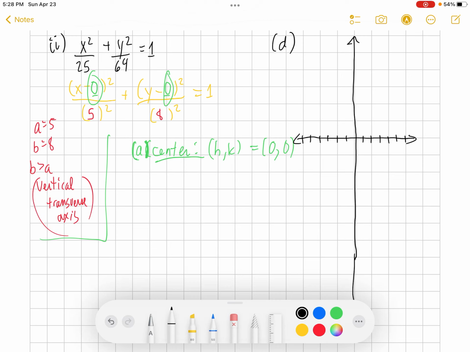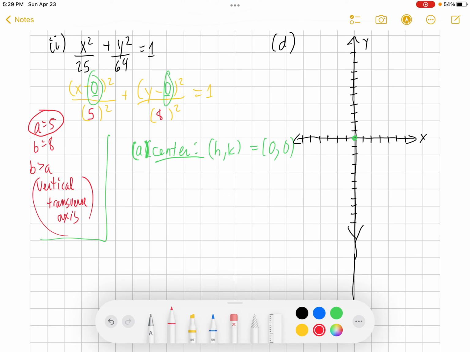I'll say this is 1, 2, 3, 4, 5, 6. Negative 1, negative 2, negative 3, negative 4, negative 5, negative 6. 1, 2, 3, 4, 5, 6, 7, 8, 9, 10. 1, 2, 3, 4, 5, 6, 7, 8, 10. Okay, I think I have enough space now. All right, so going back, plotting the center at 0, 0.